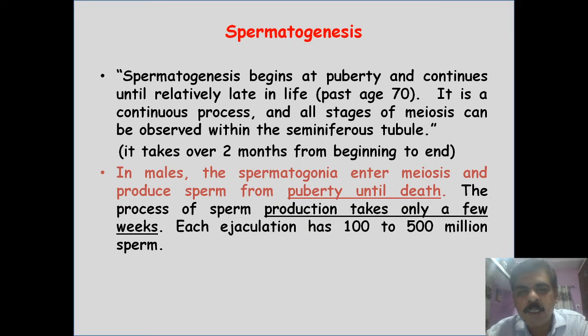It is a continuous process, and all stages of meiosis can be observed in the testes, in the functional unit of the testes that we call the seminiferous tubules. It takes over 2 months from beginning to end of spermatogenesis. In males, the spermatogonia enter meiosis and produce sperm from puberty until death. The process of sperm production takes only a few weeks. Each ejaculation has 100 to 500 million sperm.